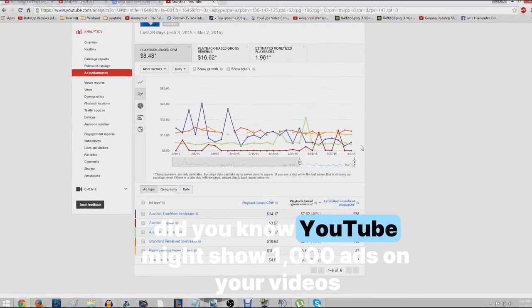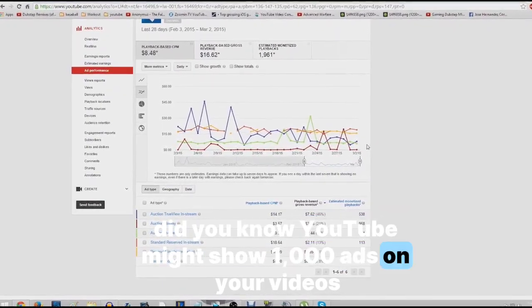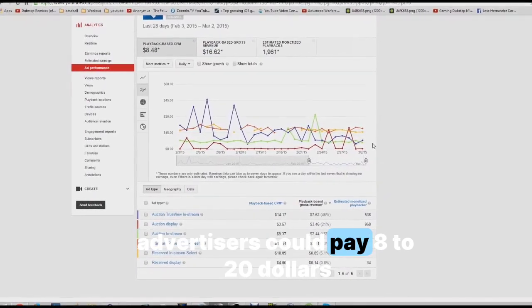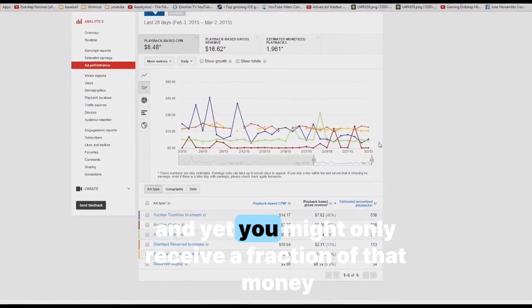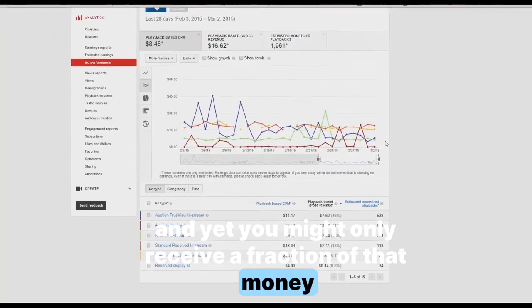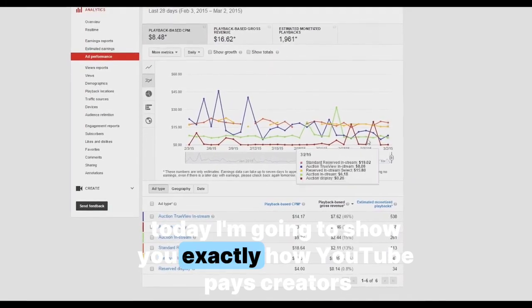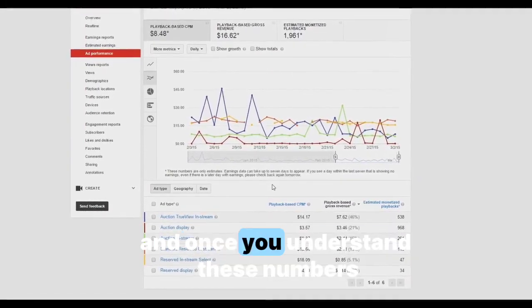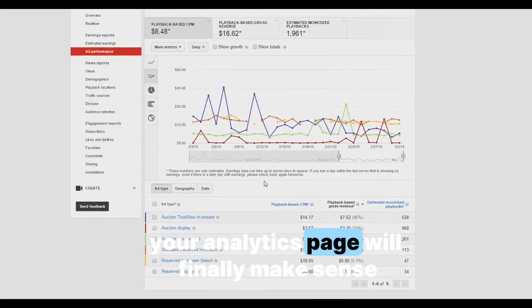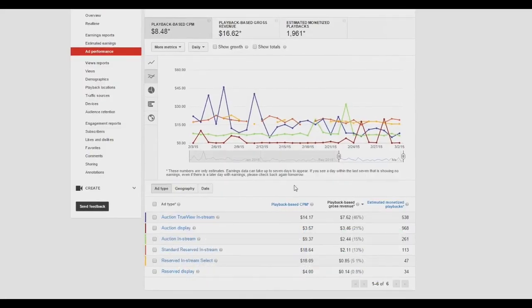Did you know YouTube might show 1,000 ads on your videos? Advertisers could pay $8 to $20, and yet you might only receive a fraction of that money? So where does the rest go? Today, I'm going to show you exactly how YouTube pays creators, and once you understand these numbers, your analytics page will finally make sense.